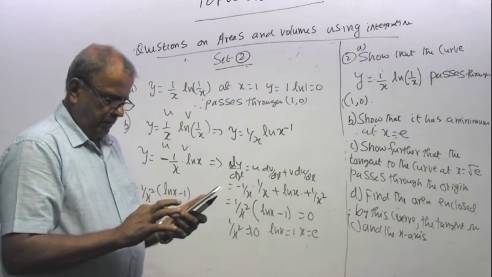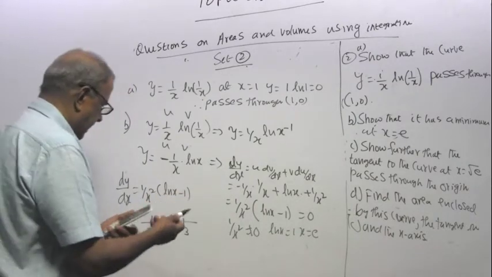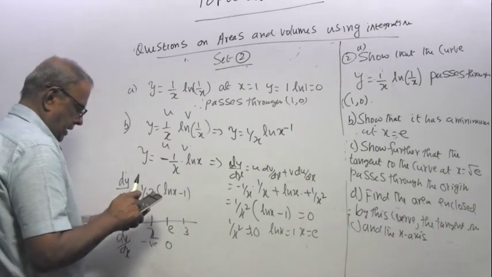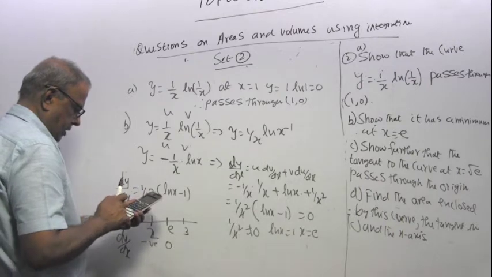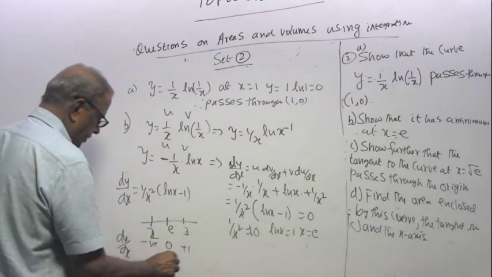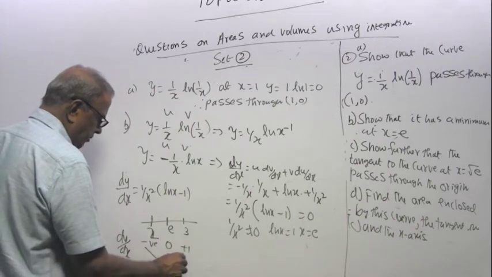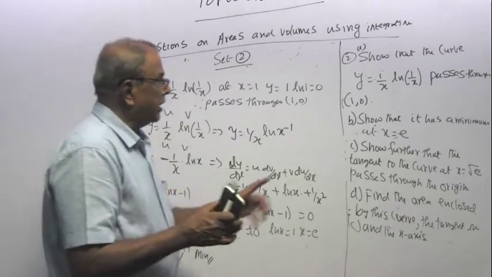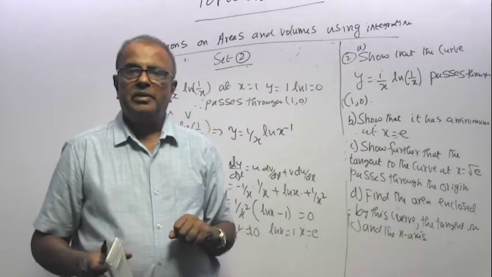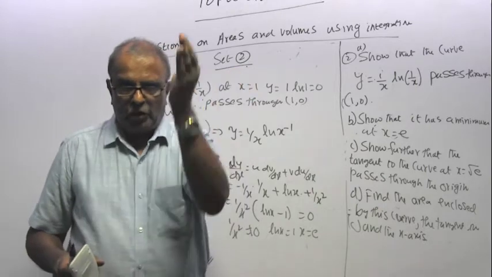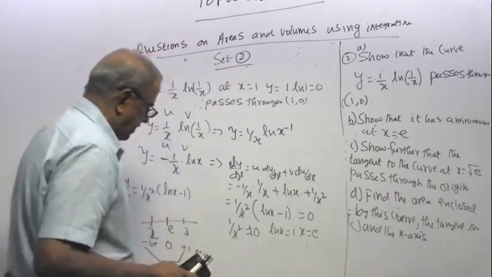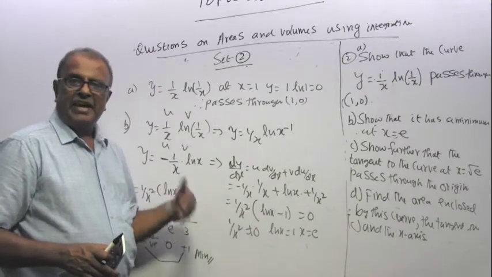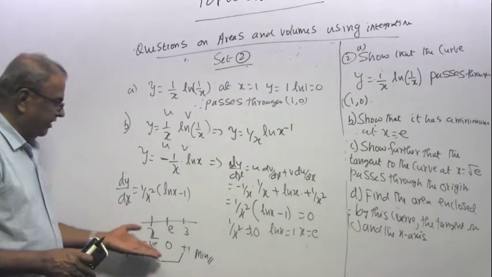ln2 minus 1 is negative, 0, ln3 minus 1 is positive. Negative, 0, positive, so minimum. You must prove it's a minimum; they don't want a minimum point, but they want you to show it's a minimum. Agreed? Otherwise, you can do u dv by dx, v du by dx again and put x equal to e. I find this easier than that.